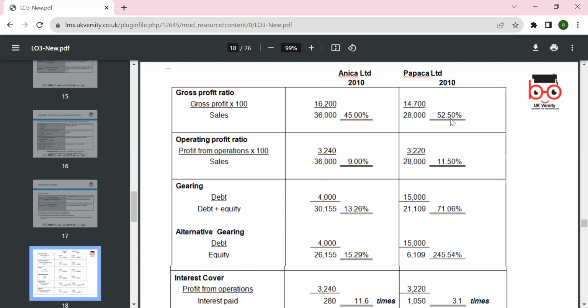So which one is better? If you just look at the gross profit, Papika has the better performance, 7.5% higher. So our interpretation, if we are comparing two companies, is that the gross profit ratio shows the relationship between the gross profit and the sales. According to this, Anika's is 45% and Papika's is 52.5%. Papika's is better because its gross profit percentage is higher than Anika's. Yes, their margin is higher.